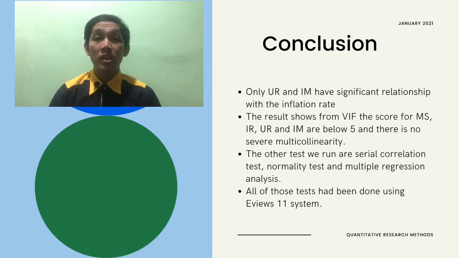The other tests we ran are the serial correlation test, normality test, and multiple regression analysis. All of those tests were done using the EViews 11 system, and the results were accurately interpreted with detailed explanation.